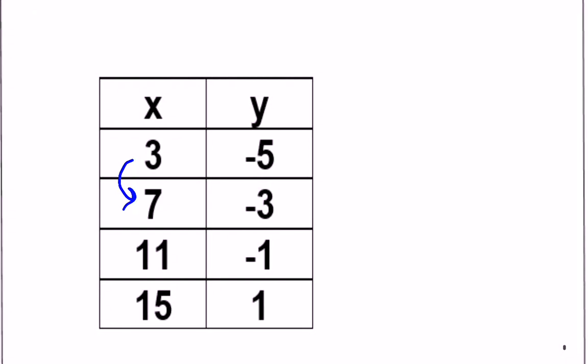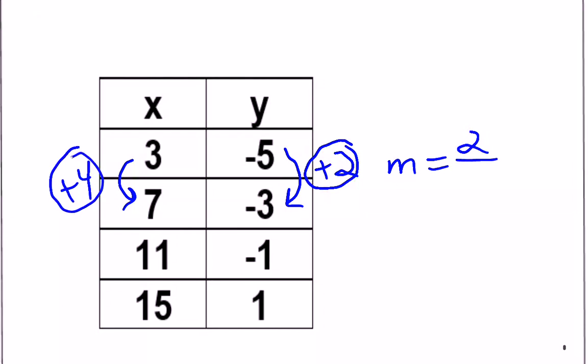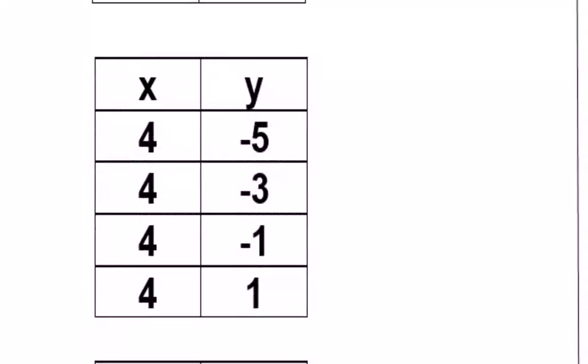How do you go from 3 to 7? We go up 4. How do you go from -5 to -3? Think about number line. We're going up 2. Slope is change in y, which is 2, over change in x, which is 4. Be careful when you simplify. What goes into both of those? 2. So divide your numerator by 2, and we get 1, over divide your denominator by 2, and you get 2. 2/4 makes a half. Just be careful simplifying.